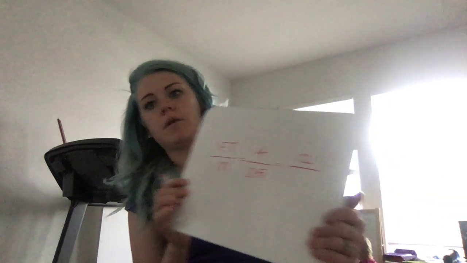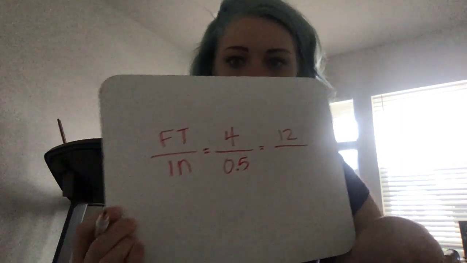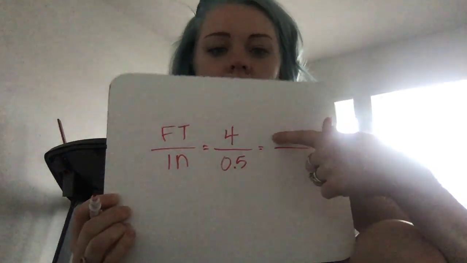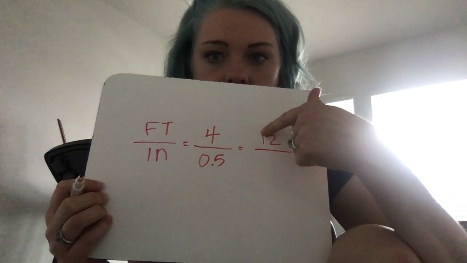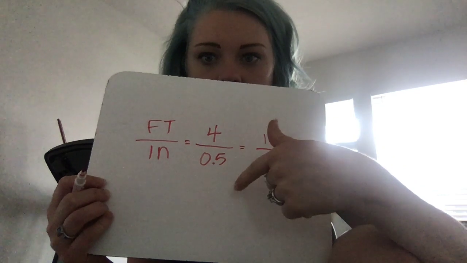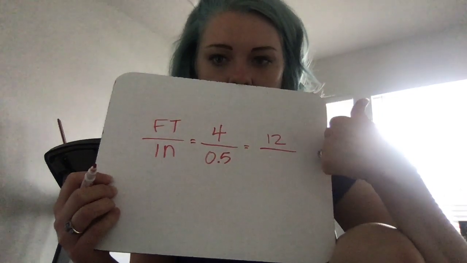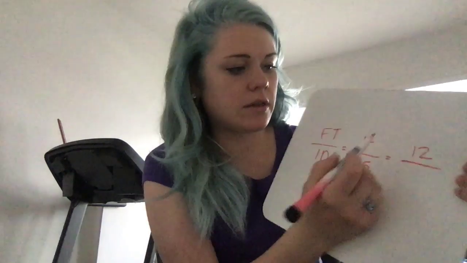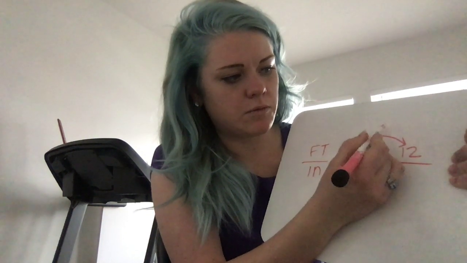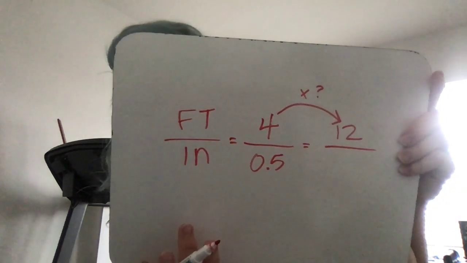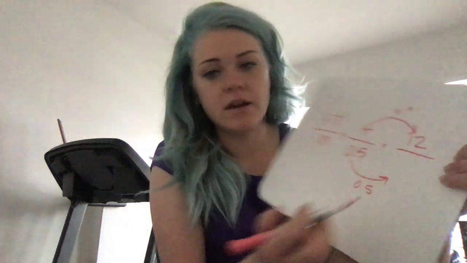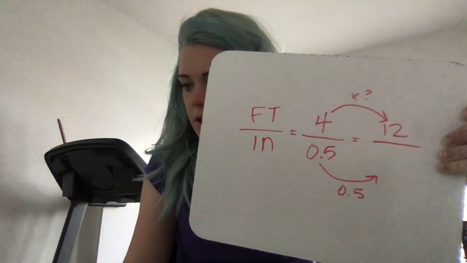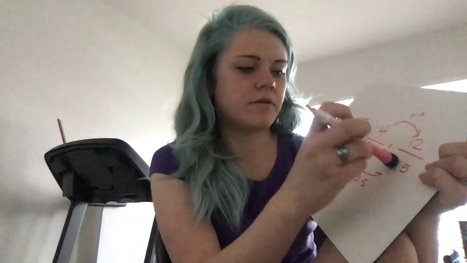Since this is proportions, you can do it different ways. You can cross multiply and then divide, or you can say what times 12 gives me 4, and that would give you your multiplier for the bottom. I'm going to do it that way this time. So 4 times what is 12? Well, 4 times 3 is 12. So what's 0.5 times 3? It should be 1.5. Yep, it's 1.5.